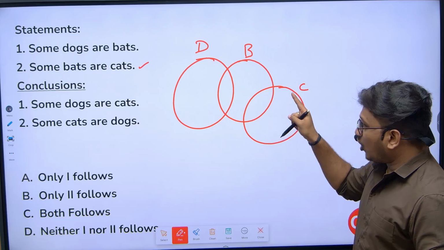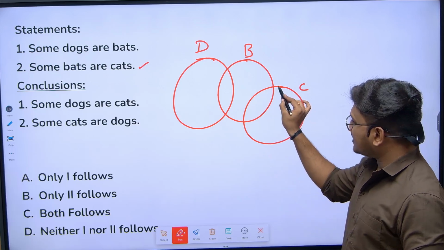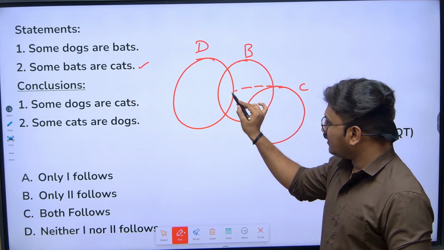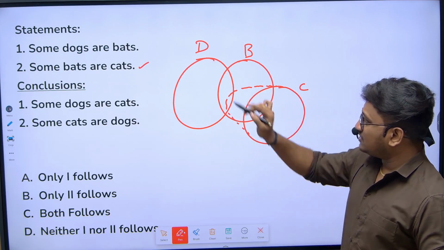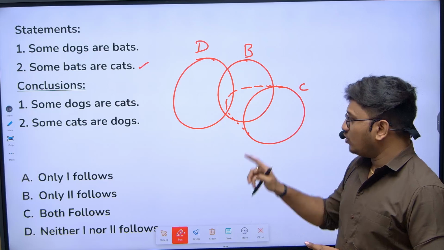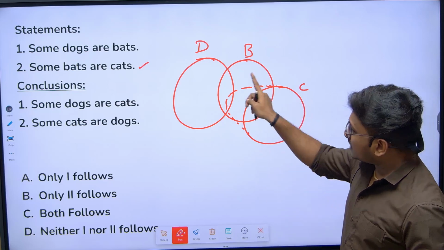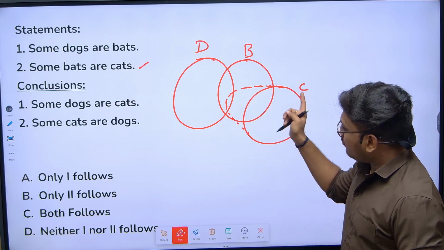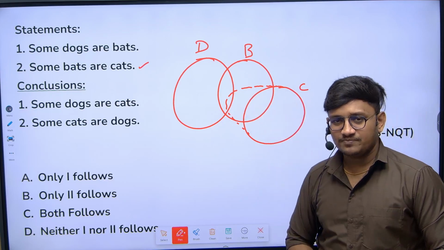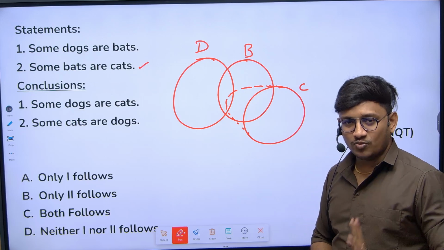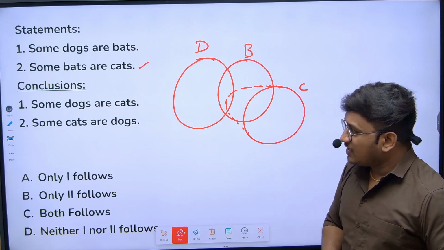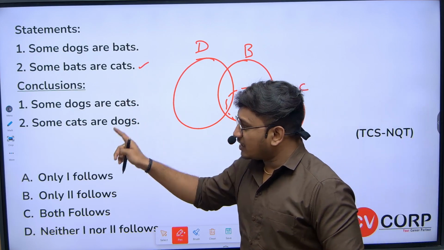Okay, I can also draw the cat circle. Whatever the circle here, this can touch the dog circle, right? So there are two possibilities of drawing this cat circle: without touching the dog circle or with touching the dog circle. These two are possibilities. You just keep it in your mind. Now prove these two conclusions are wrong.